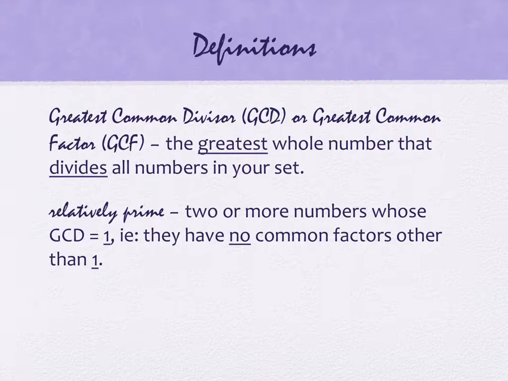All right, so a greatest common divisor, or it's sometimes called a greatest common factor, is the greatest whole number that divides all the numbers in your set of numbers or group of numbers.